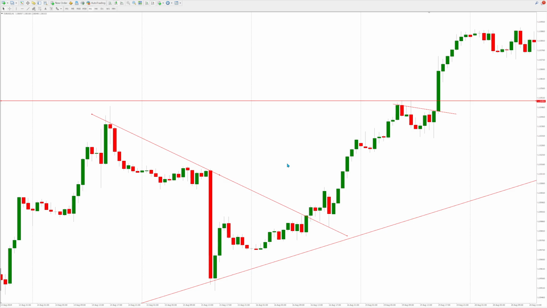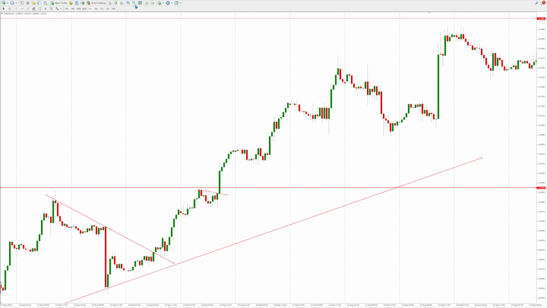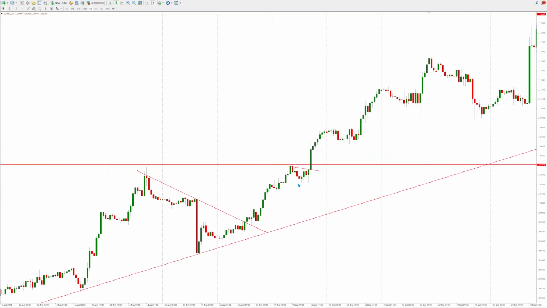But again, that's not really looking at important support and resistance levels, trend lines. I think it's just a bit of lazy analysis, in my humble opinion. Obviously, you can trade however you like. Just make sure you've got sensible money management in place. I like to cut losing trades short and let winning trades run.